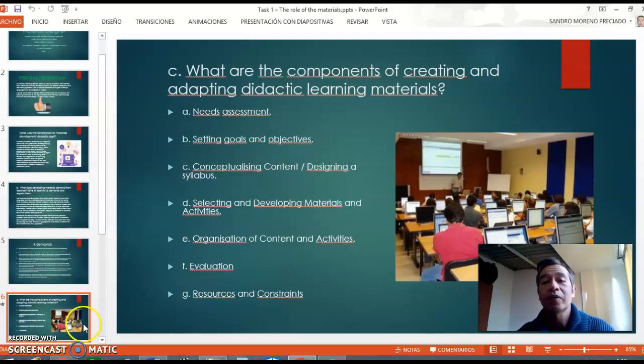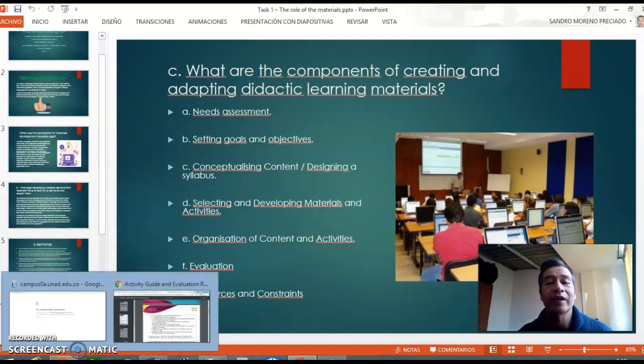C. What are the components of creating and adapting didactic learning materials? A. Needs assessment. B. Setting goals and objectives. C. Conceptualizing content, designing a syllabus. D. Selecting and developing materials and activities. E. Organization of content and activities. F. Evaluation. G. Resources and constraints.